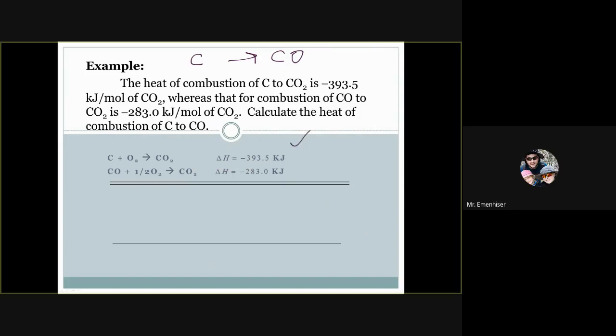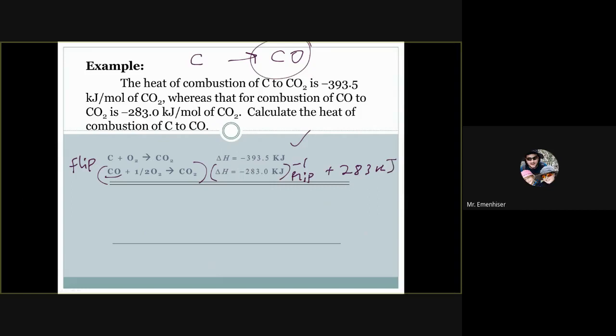But in the next reaction, we have CO2 as a reactant. We want it as a product, right? And so let's flip that reaction. And if you think about this mathematically, when you flip a reaction, you are multiplying it by -1, but we're flipping it. And so we're going to flip this here. Multiply by -1 or flip the sign of this. And so it'll be a positive 283 kilojoules.